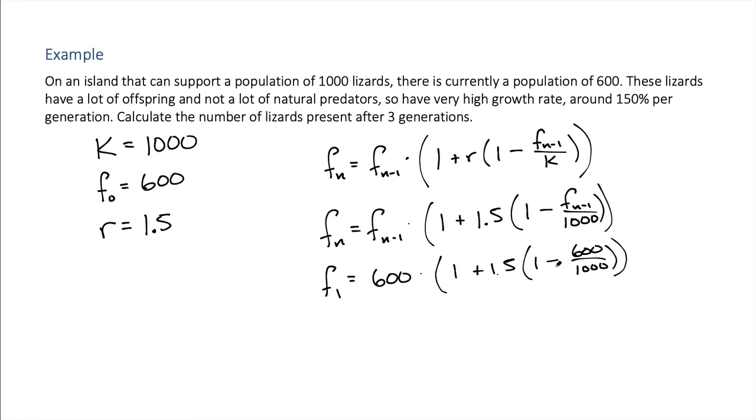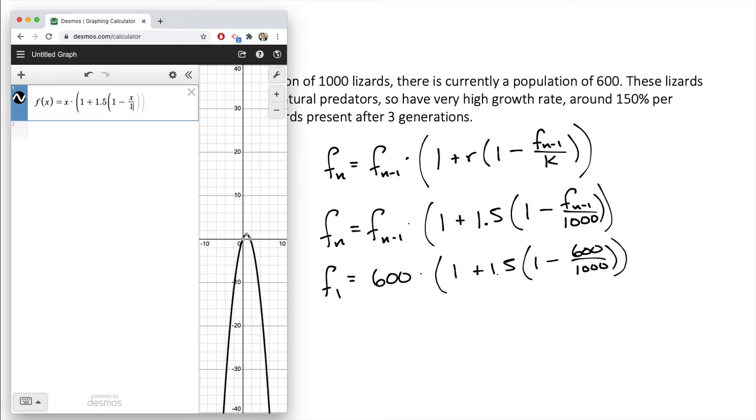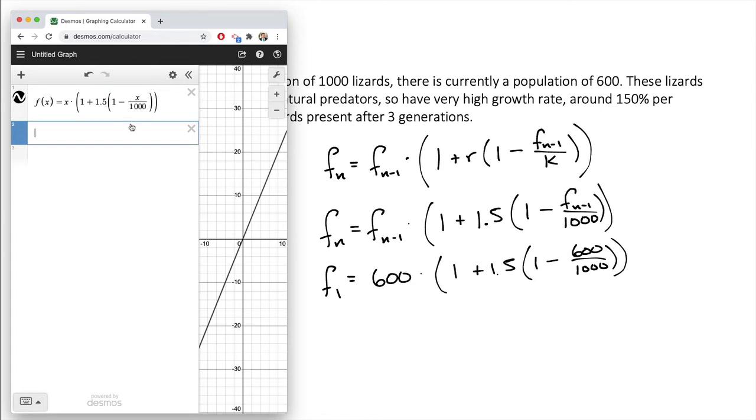Now, there's fast ways to do this using calculators. In Desmos, we can create a function, and I'm going to just do f of x. And we're just going to write out this function right here. Our input is the F sub n minus 1. That's like our x. So I'd have x times 1 plus 1.5 times 1 minus x over 1,000. Okay, so there's our function. Don't worry about the graph of it. The graph of it is pretty pointless.